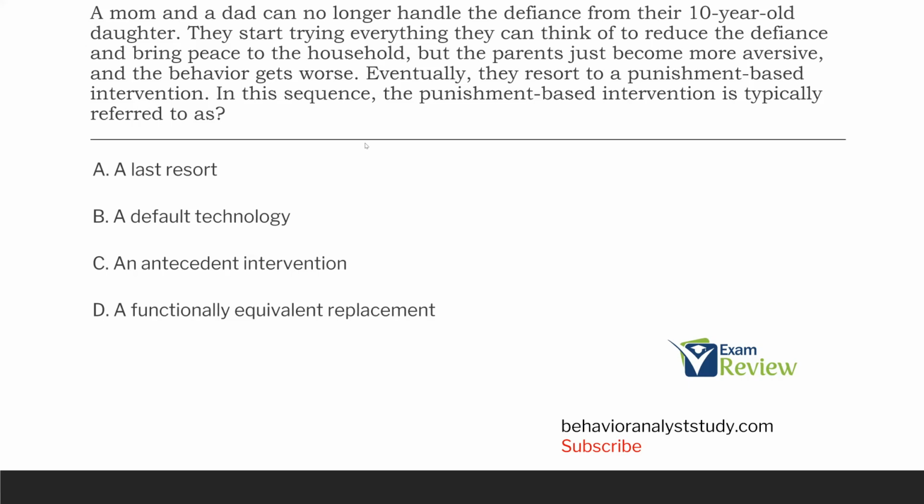What happens is they say, well, okay, let's just go to a punishment-based intervention. They resort to this punishment-based intervention. Is this known as a last resort? Well, not in our terminology. Right? Last resort is not a term we know. Is this a default technology? It is. When you get a stakeholder who's tried everything and then they resort to these intrusive punishment-based interventions, they're going to default technologies. In this case, this punishment-based intervention is a default technology because they haven't really taken the proper steps to try something different.